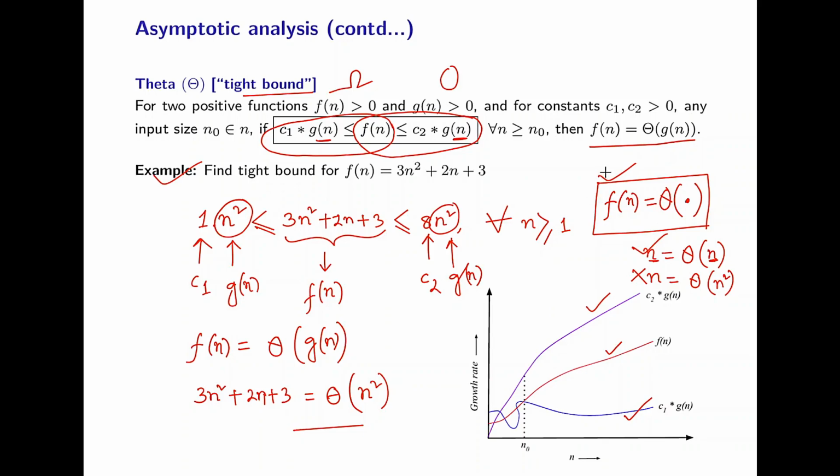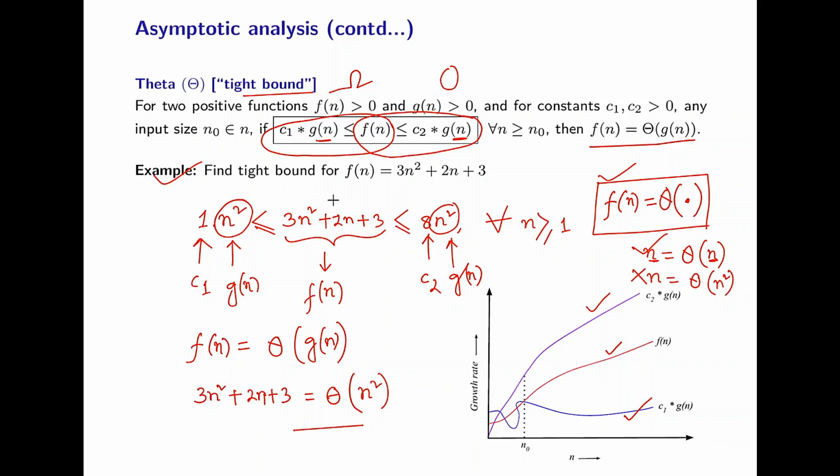So when we can find out both big O and big omega, then we express in terms of theta, that is tight bound. But always we prefer to find out big O, that is the upper bound.